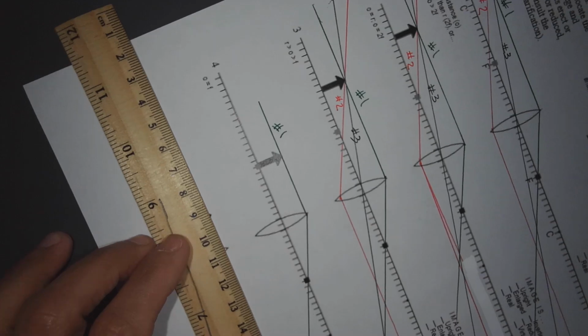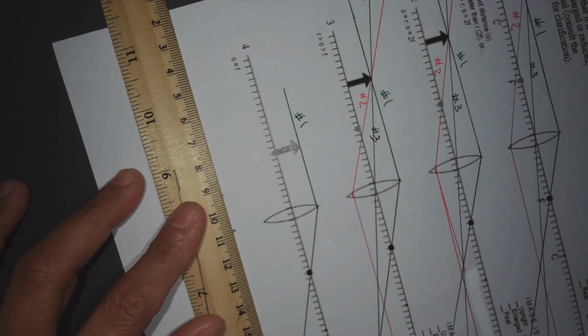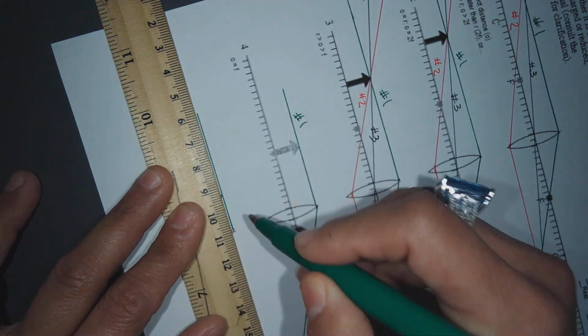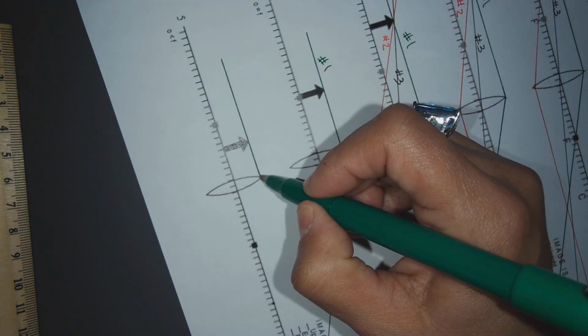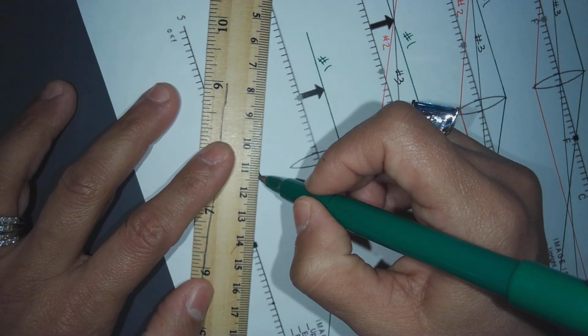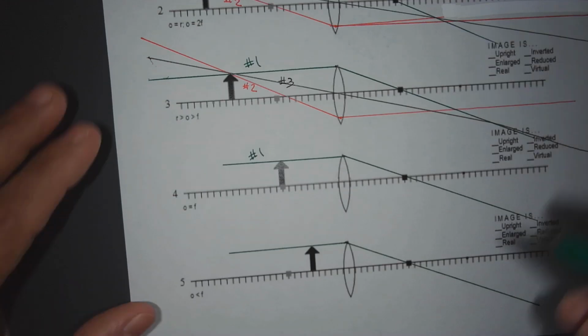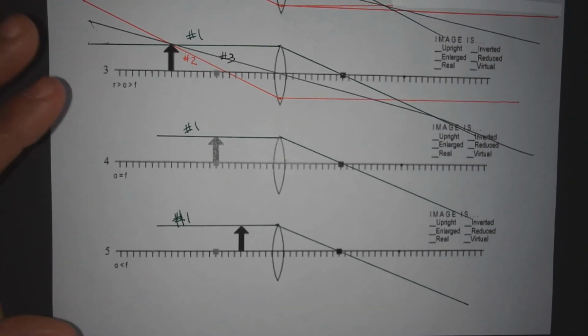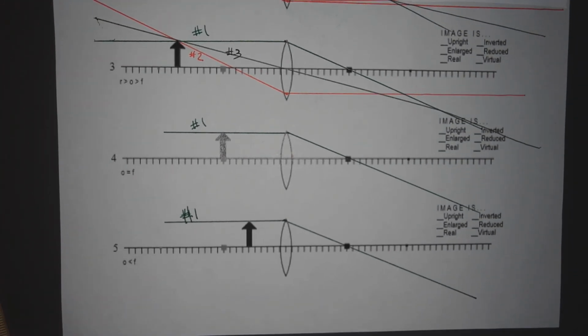I'm going to go ahead and do line number 1 for both number 4 and number 5. If you're a little confused, no worries. I'm going to draw line number 1 for both of those. Line number 1. Now I'm at location number 4 and object number 5. I'm going to pause for a moment.